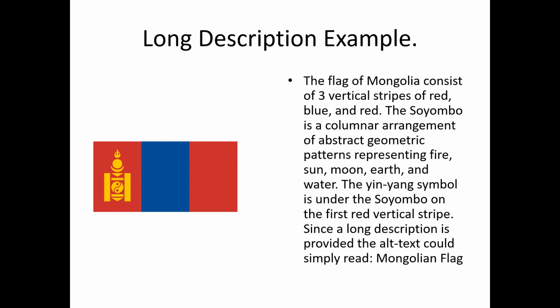So I just explained what that flag looks like, what that soyombo is, what it means, what it represents. Since I have that long description, the alt text would simply read flag of Mongolia or Mongolian flag, because that's all that would be necessary in that context, right? That's all that would be necessary because I've done that long description for everyone. I know Amanda's screen reader will read it. The sighted students will look at the image, read the description, look at the image, and it'll help them make that sort of mental connection as well. So that's kind of the thing we're trying to do.